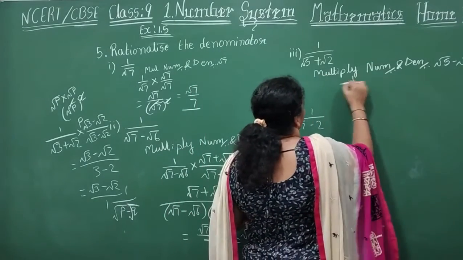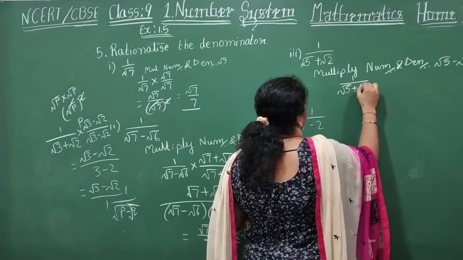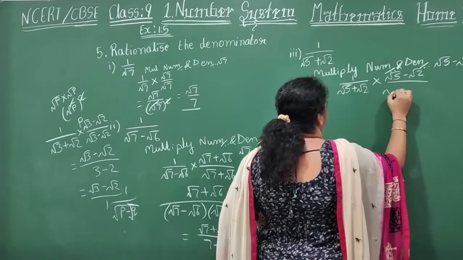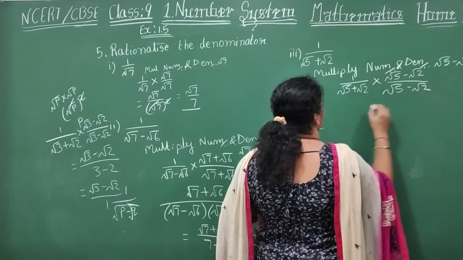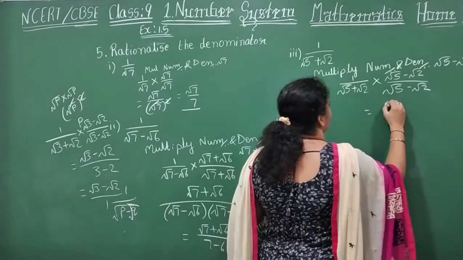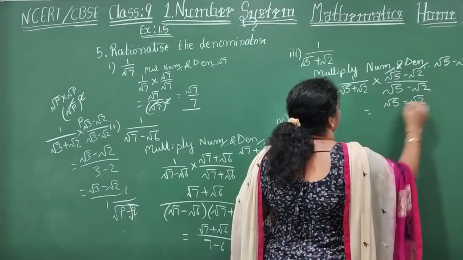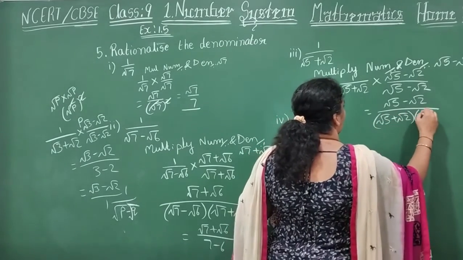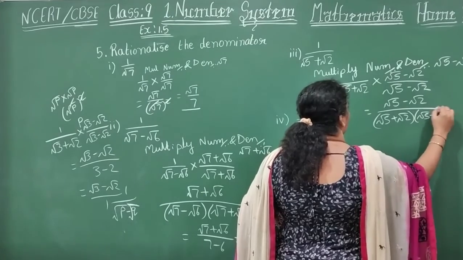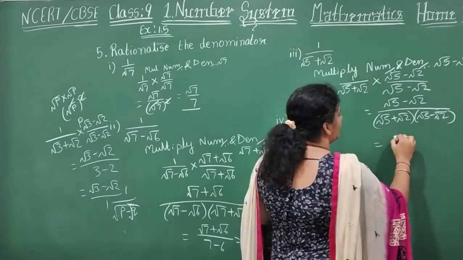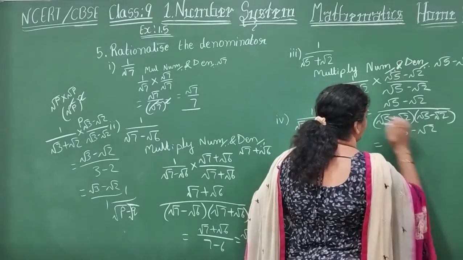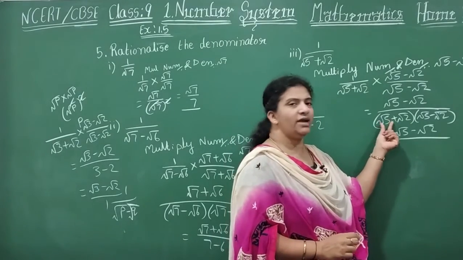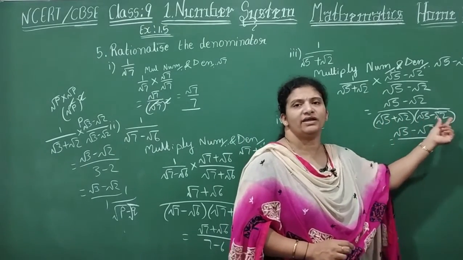So now take the question: 1 by root 5 plus root 2 into root 5 minus root 2 by root 5 minus root 2. So now look here, children, 1 into anything else, that value is root 5 minus root 2, by root 5 plus root 2 into root 5 minus root 2. So now how do you write here? Root 5 minus root 2 by, you can remember here what is that? Root a plus root b into root a minus root b.